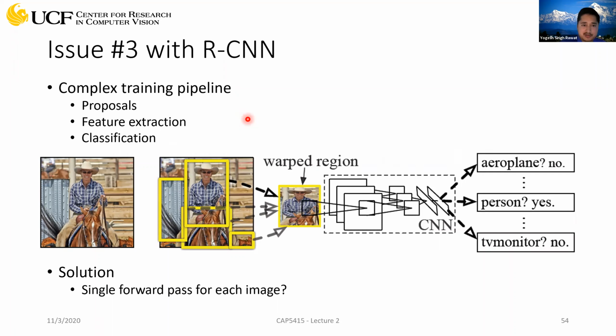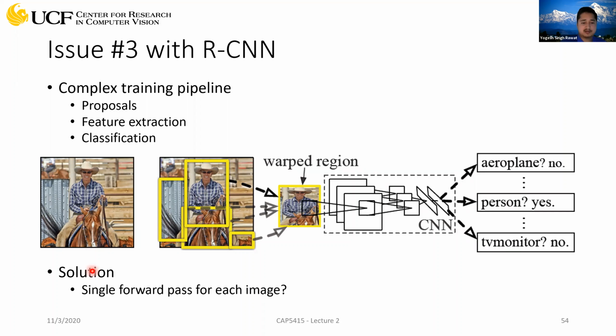Now, the third issue is the training pipeline is very, very complex, right? As you saw, you have the image, you first have to perform selective search, you get the proposals, you have to perform warping to those proposals, run it through the CNN, extract features for all the proposals, right? And then load those features again to train an SVM. So it's a very complicated pipeline, not only during training, but also during testing. So the question is, can we avoid that?